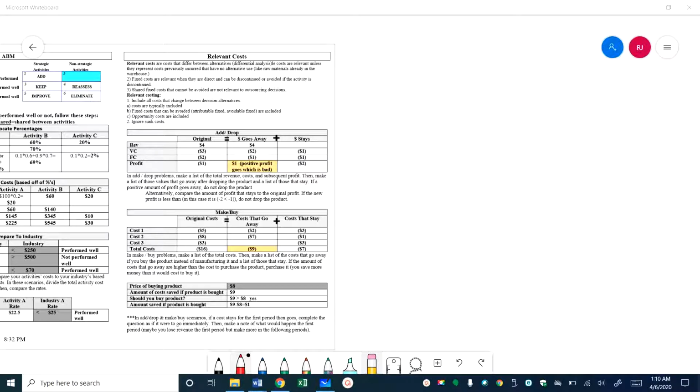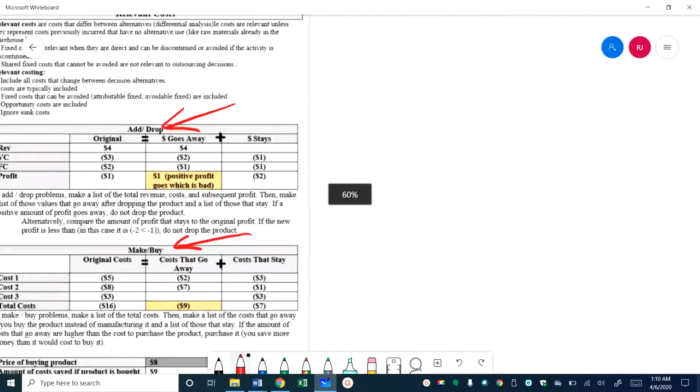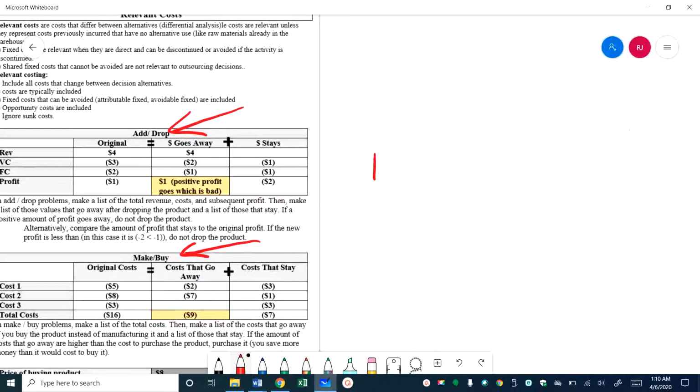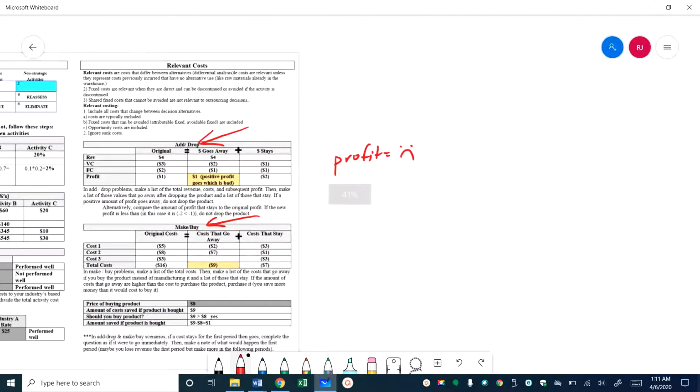So the second subject that we're going to be covering is called relevant costs. So in relevant costs, there are two scenarios. There is add drop, and there is make buy. So in add drop scenarios, you're basically looking at a product, and generally it's one where the profit is bad, and you're saying, okay, so maybe we should just stop making this product. So you're determining whether you should keep making the product or stop making the product.